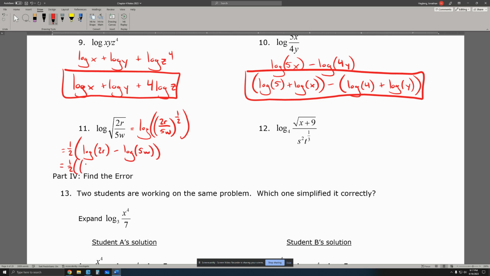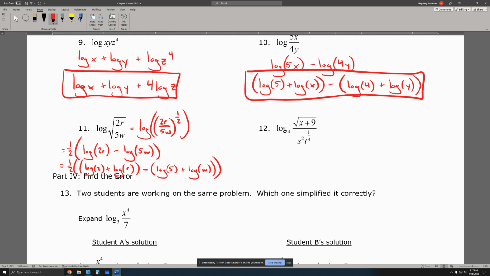So 1/2 log of 2 plus log of r, and then this is minus log of 5 plus log of w, and then we're multiplying that whole thing by 1/2, so that whole thing has to be grouped as well.